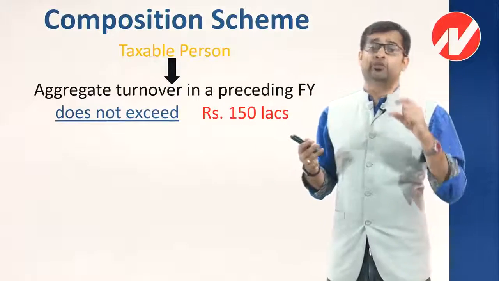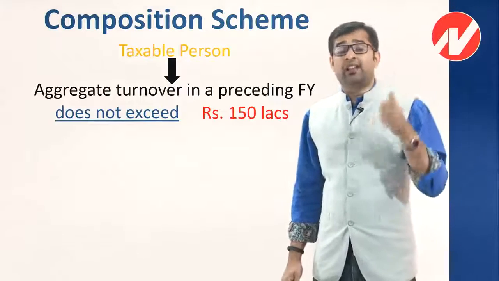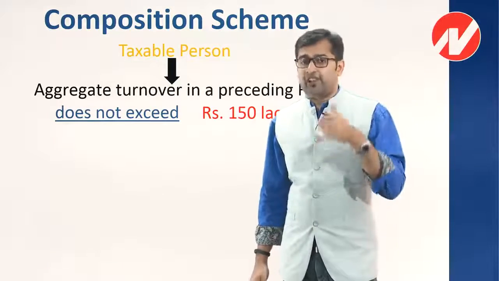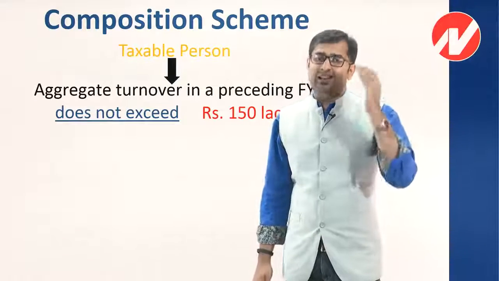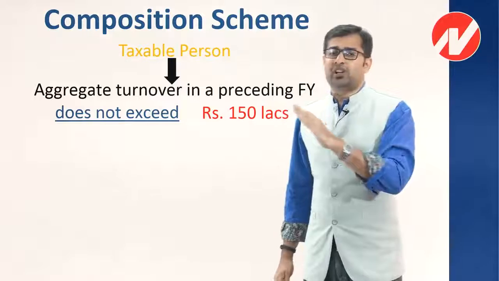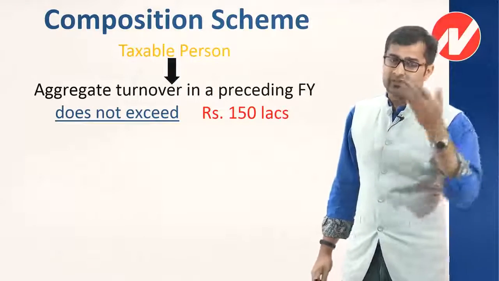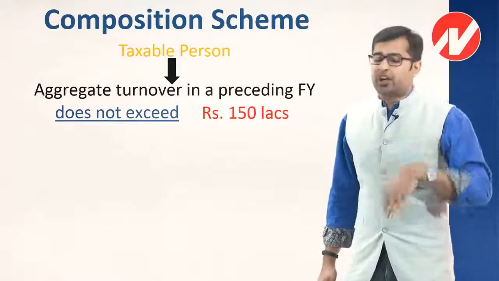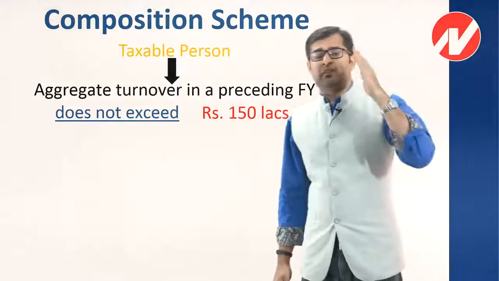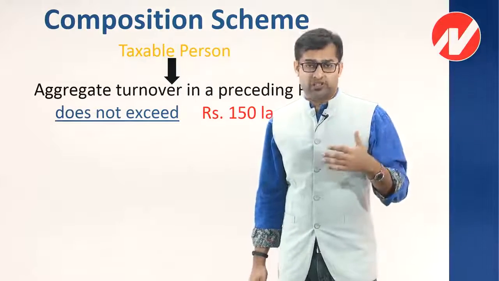Your answer is no. Reason is very clear, friends, that your aggregate turnover in a preceding financial year does not exceed 150 lakh. The moment it exceeds 150 lakh, you are straight away out of composition scheme, and for every year you have to check the previous year. So अगर previous year में मेरा 140 है तो current year में मेरे को मिलेगा, but previous year में if that turnover is 160 lakhs, then current year I am not eligible for composition scheme.